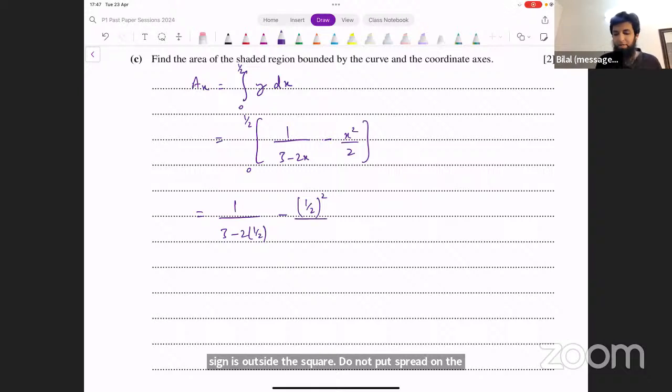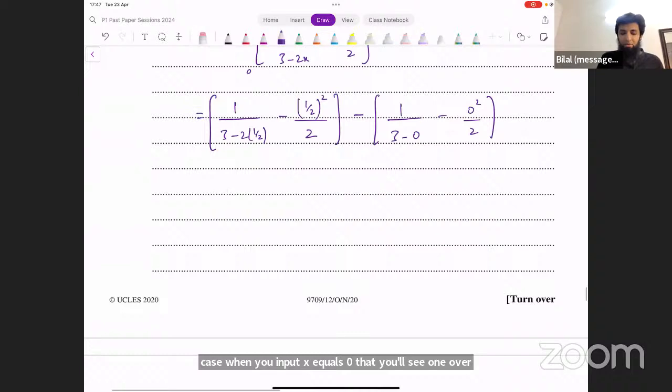1 over 2 whole squared divided by 2. That's what we get when we input x equals 1 over 2. Subtract from this the case when you input x equals 0. That gives you 1 over 3 minus 0 minus 0 squared over 2. That's a 0.